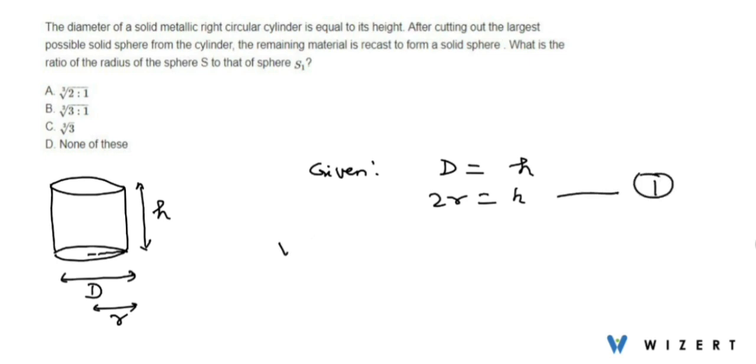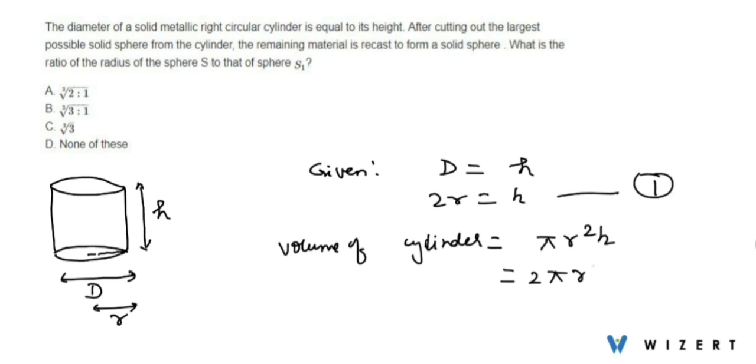Now we know that if you want to find the volume of this cylinder, we can write it as pi r square h. Here h is equal to 2r. So by substituting h as 2r, we can write volume as 2 pi r cube. Let this be second equation.